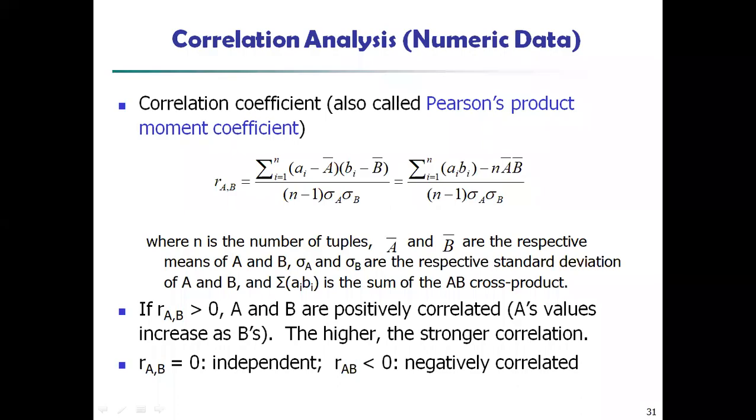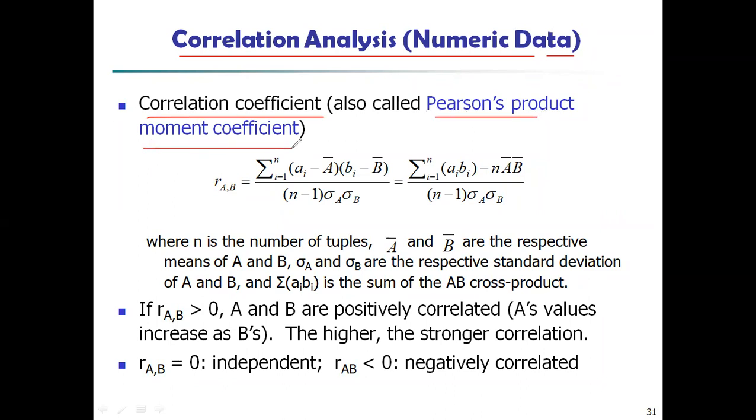Okay, in today's class, we are going to learn about correlation analysis for numeric data. For this correlation analysis of numeric data, it is also called the correlation coefficient, which is also called the Pearson product moment coefficient, right? It is represented using the subscript a comma b. A is one attribute and here b is another attribute.